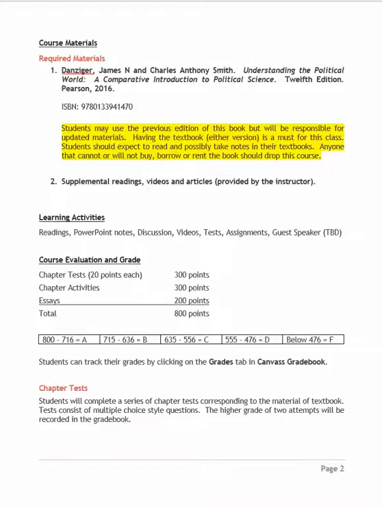And these chapter activities might be short essays, maybe a PowerPoint presentation, a diagram, a discussion forum, but those will be weekly activities just as the chapter tests will be weekly. So most of the work here is done on a weekly basis. The other thing is you'll have some longer in length essays, and that's the last 200 points that makes up your 800-point grade. You can track your grades by checking the Grades tab in the Canvas gradebook.